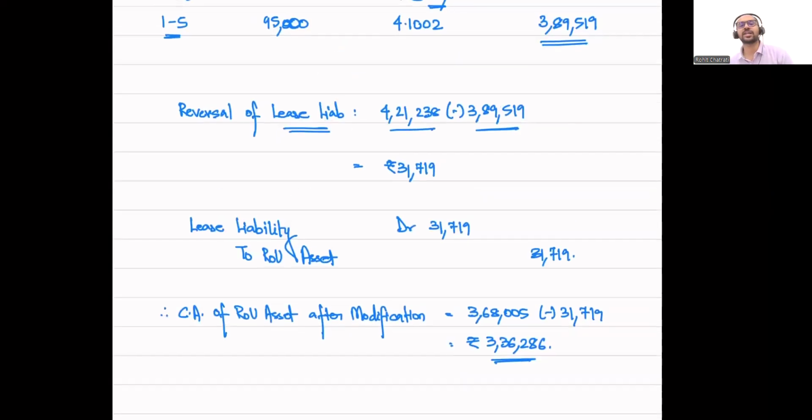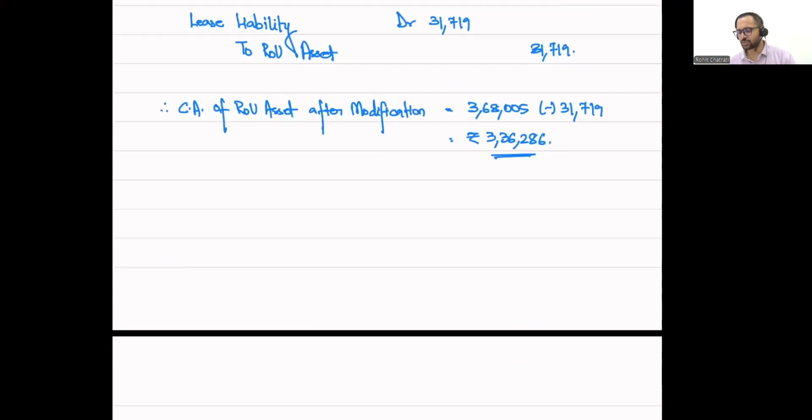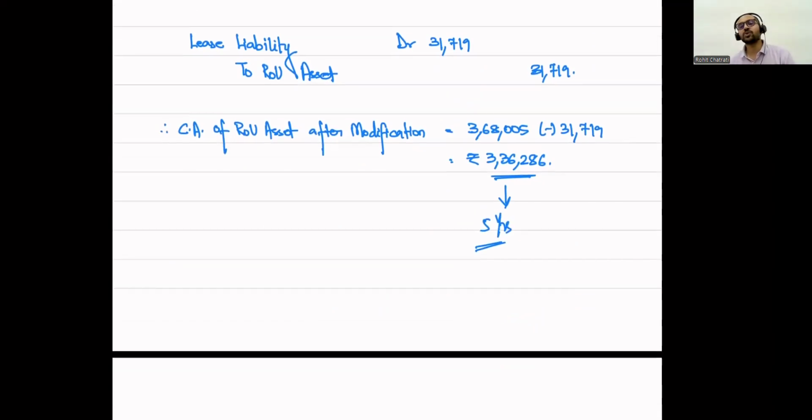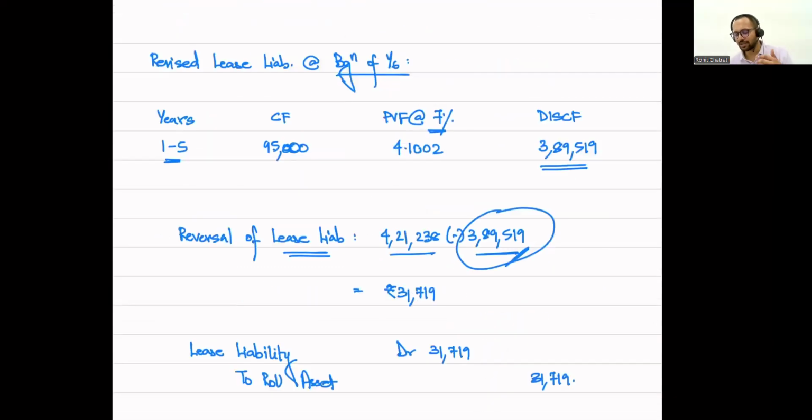The carrying amount of the lease liability after modification will be 3,89,519. You had a lease liability of 421, you reverse 31,000, and you have a lease liability amount of 3,89,519 in your books, and the carrying amount of the right of use asset will be 3,36,286 after the modification. This 336,286 will continue to be depreciated over a period of 5 years, because the remaining lease term is 5 years, and you will now also have a similar lease liability schedule.